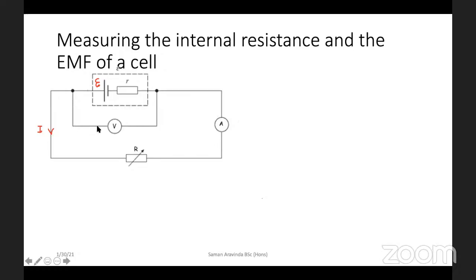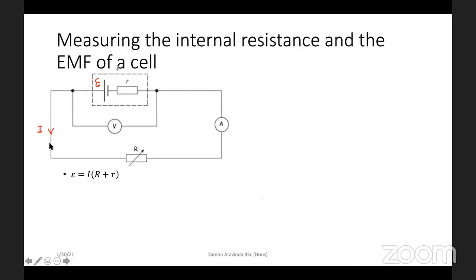When I control the current, what in return changes? The terminal potential difference, right? The potential difference between the two terminals of the battery. So I change the current by changing the variable resistor, and I measure the potential difference across the two terminals. What is my independent variable going to be then? The current. The dependent variable that I measure is the terminal PD.